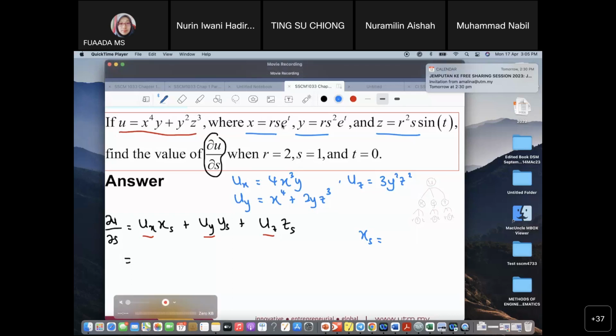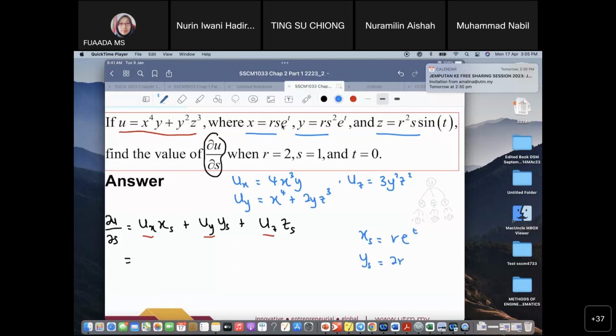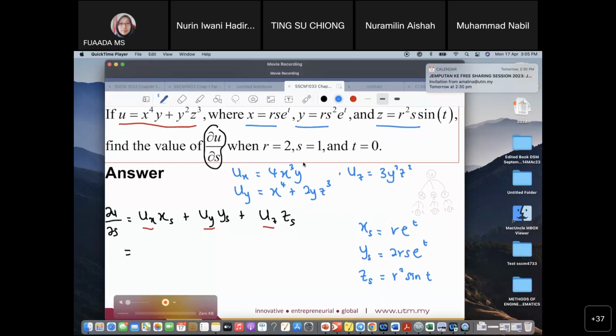So what is XS? So what is X? X adalah RET. Yes, thank you. RET. And then YS. YS is 2RSET. And then ZS. ZS R squared sine T. Okay. And then all the 4 things here, for expressions here, need to be substituted into this chain rule.